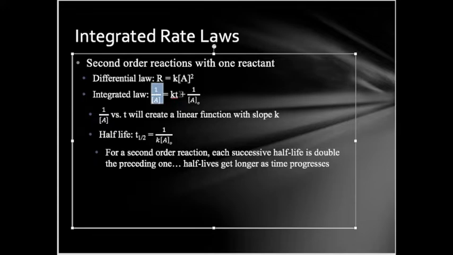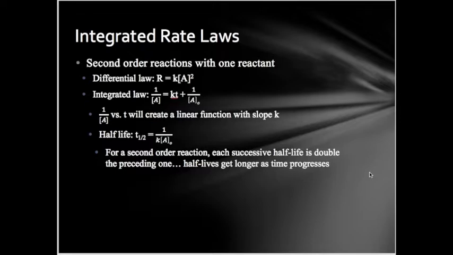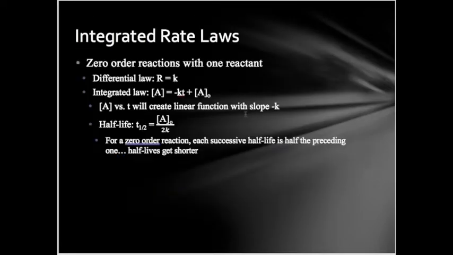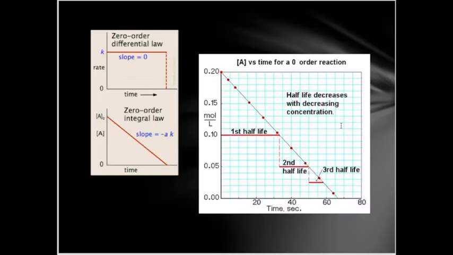goes on will give you a straight line with k as the slope, and these half-lives get longer as time goes on. For zeroth order, the concentration versus time data is already linear, you don't have to manipulate concentration at all, and the slope of that is negative k, and these half-lives get shorter.